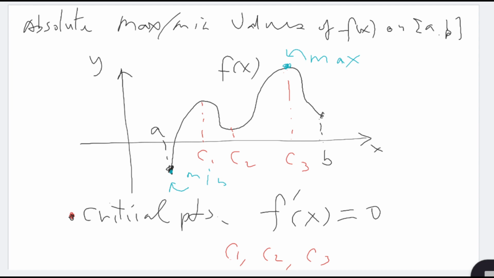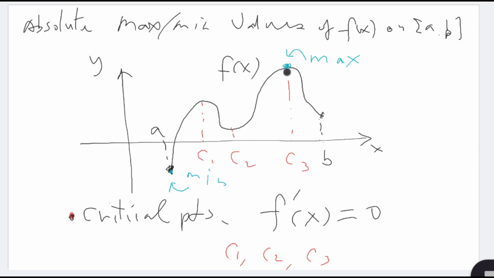Now, this graph is over the interval a to b. By absolute maximum, we mean the largest function value over the entire interval a to b. All the values compared, the largest one. From the graph, what it means is the y-coordinate of the highest point. So we can see it will be here.